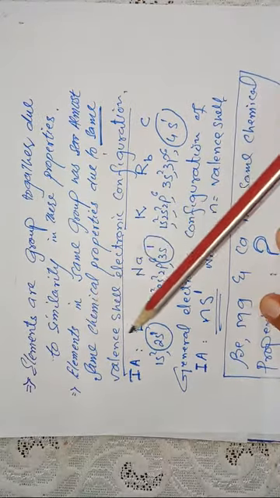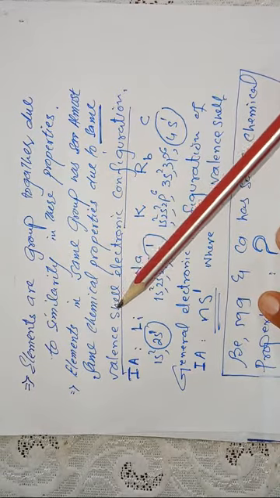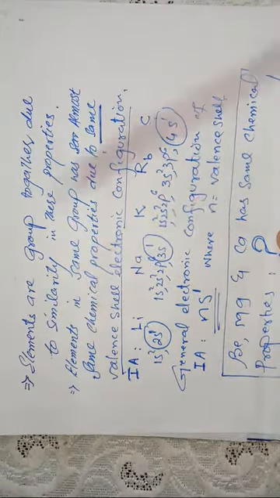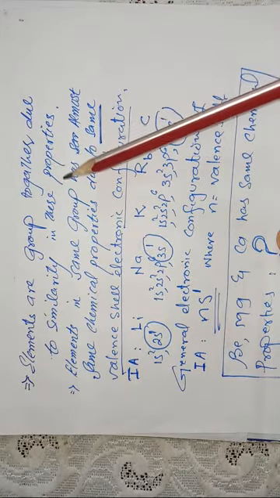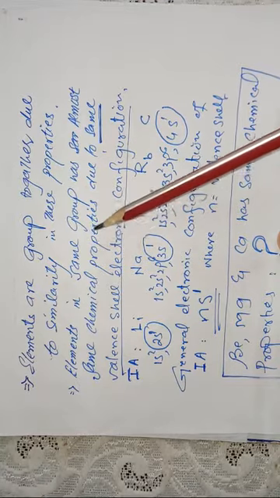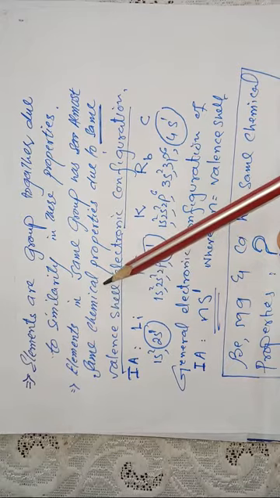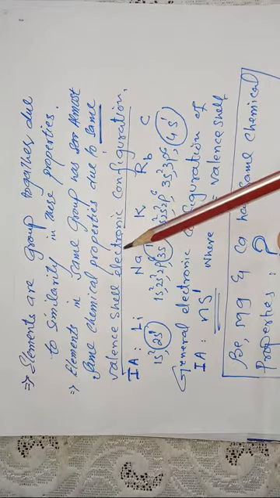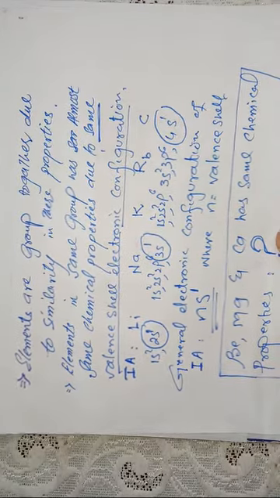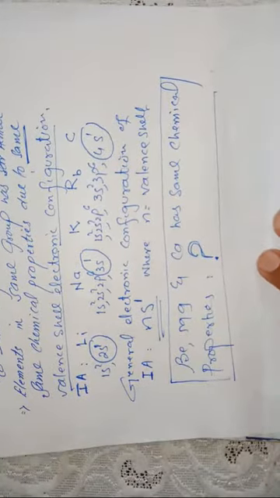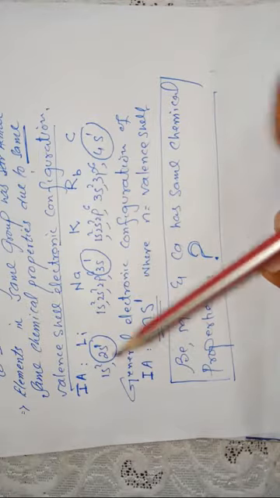Now the question arises: how and why are the elements grouped together? Remember that elements are grouped together due to similarities in their properties, and the similarities of elements in groups are because of the same valence shell electronic configuration. It means that if elements have the same valence shell electronic configuration, they will be grouped together in the same group and they will possess the same chemical properties.